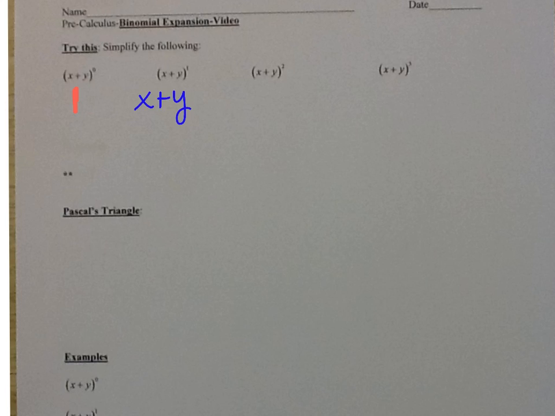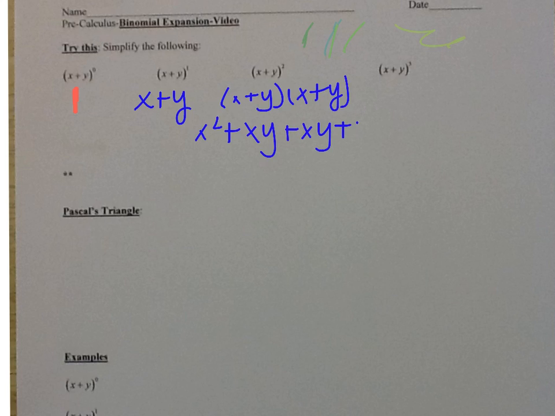Okay, the next one, which is x plus y squared. So remember, x plus y squared means to do x plus y times x plus y. So we will double distribute. So x times x is x squared. X times y is xy. Y times x is xy. And y times y is y squared. And then when I clean it up, I get x squared plus 2xy plus y squared.